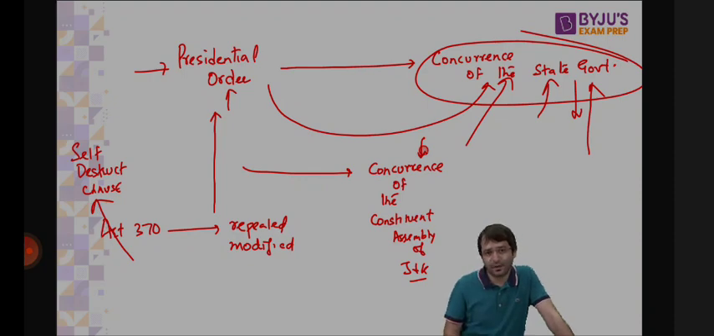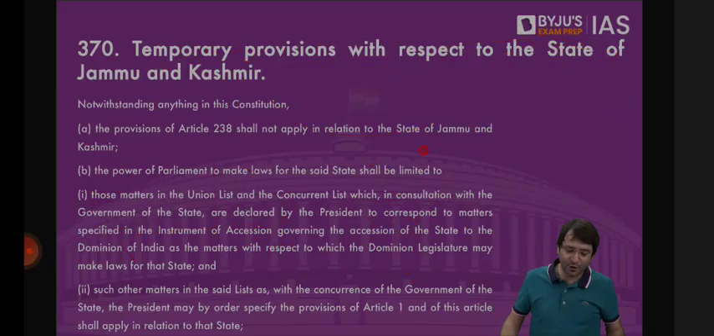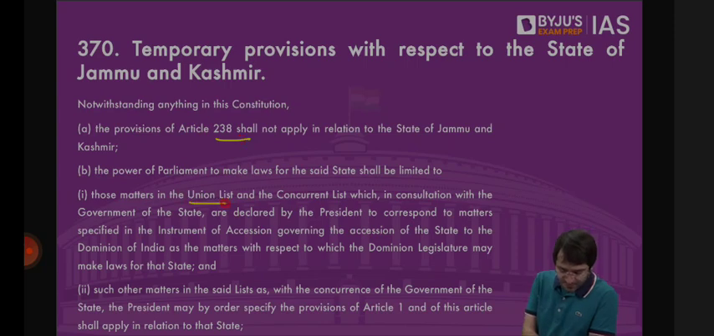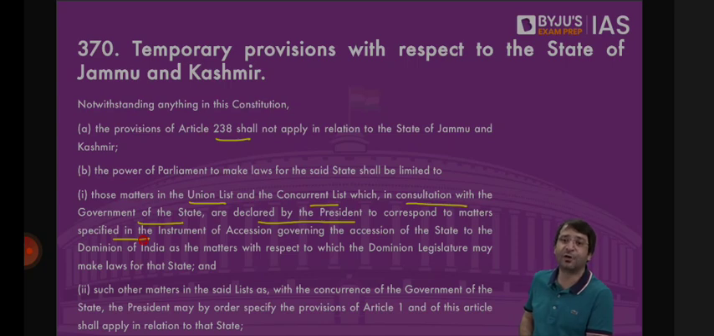And then, when you look at the text of Article 370, it states, notwithstanding anything in the Constitution, provisions of Article 238 shall not apply to Jammu and Kashmir. Article 238, which talks about states. States in India. States are different, J&K is different. Those provisions will not apply to Jammu and Kashmir. The power of Parliament to make laws for the state shall be limited to those matters in the union list and concurrent list, which in consultation with the government of the state are declared by the President to correspond to the matters specified in the instrument of accession. That means there are three matters mentioned in the instrument of accession: defense, external affairs, communication. Parliament will have the power to make laws on only these items.